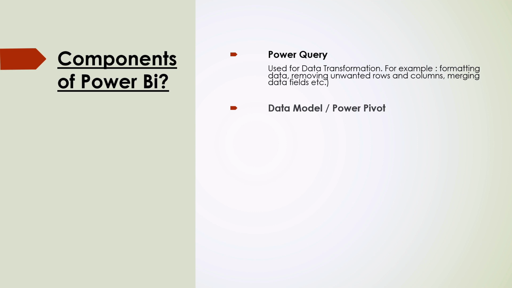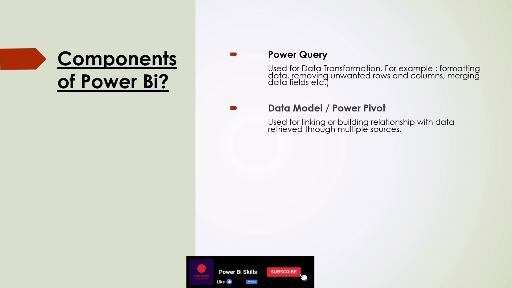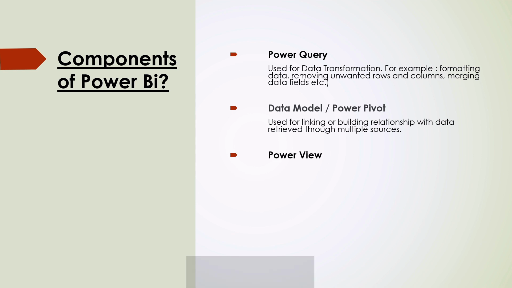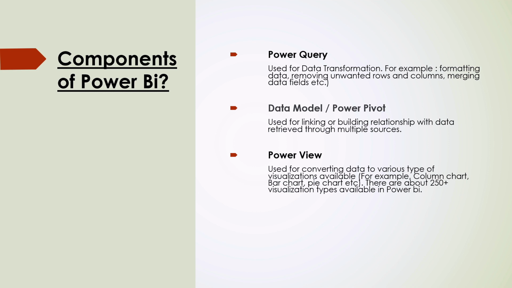Then another component we have in Power BI is the data model or a Power Pivot component, which helps in linking or relating the multiple data which we have uploaded through multiple sources. Then we have a Power View, which helps in visualizing the data. So we can convert the data into different forms of visuals, as we discussed earlier, like we have around 250 plus visual options available in Power BI.